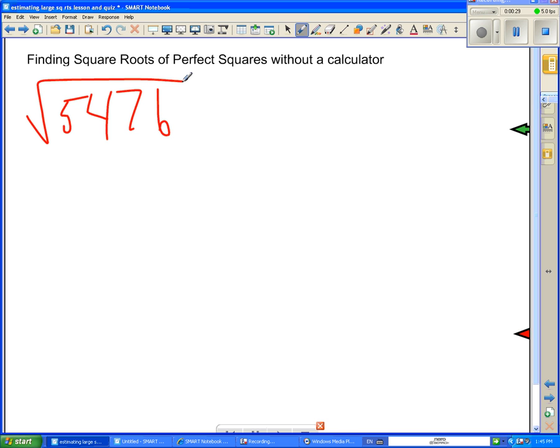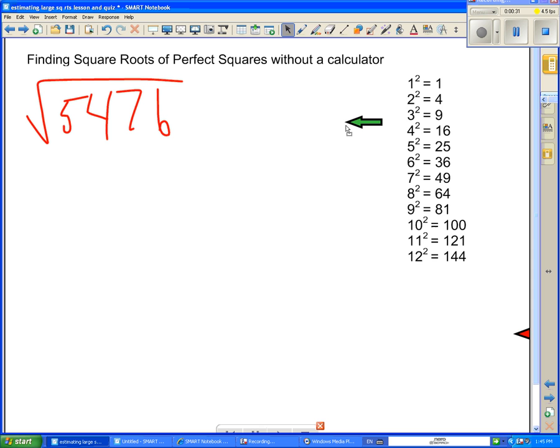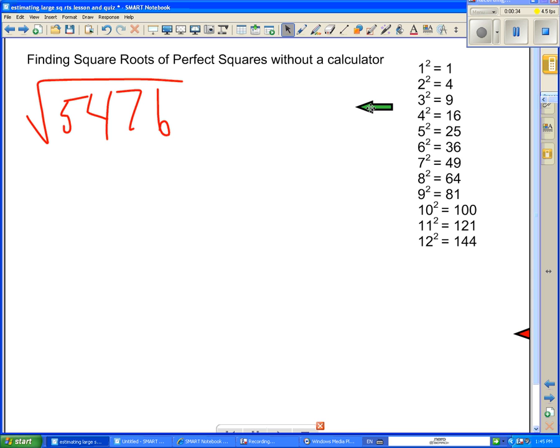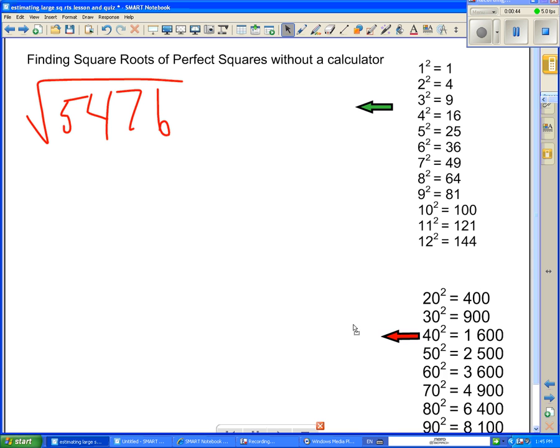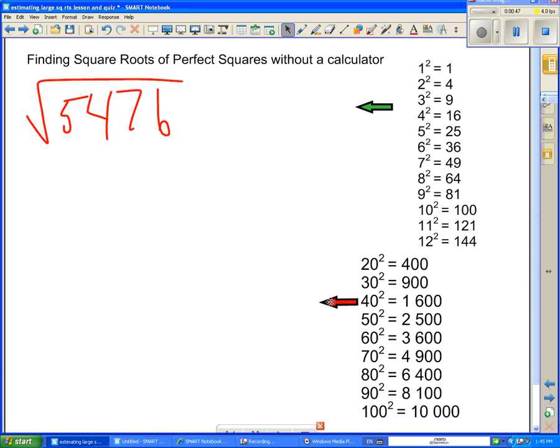I can use some other information that I already do know, as I know the squares of all of these numbers all the way to 12. That obviously isn't large enough because 12 times 12 is 144, obviously way too small. But then I also know that 20 times 20 is 400, and I've used the idea that 2 times 2 is 4, so 20 times 20 is 400. Similarly, 7 times 7 is 49, so we can see here that 70 times 70 is 4,900.